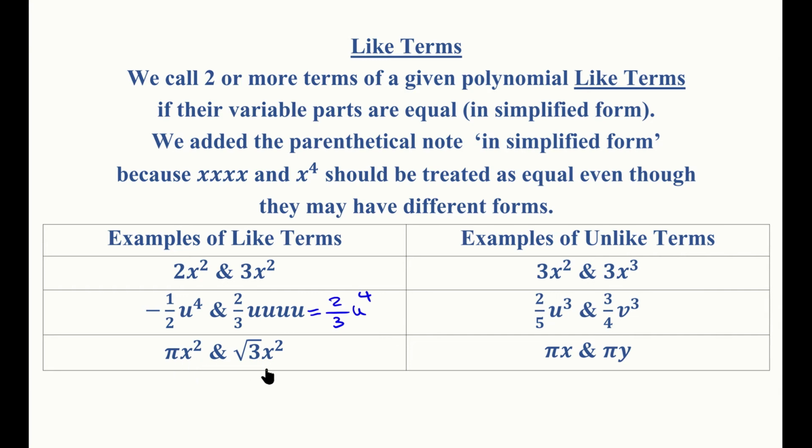Notice here again, pi is the coefficient here, square root of 3 there. They're not simple whole number coefficients, but that doesn't matter, because what matters is that the variable parts, which are x squared, are the same. On this side here, we have some examples of unlike terms, terms that are not alike.